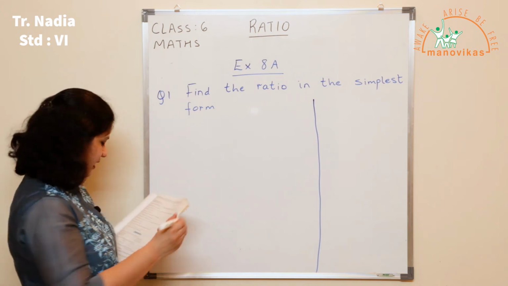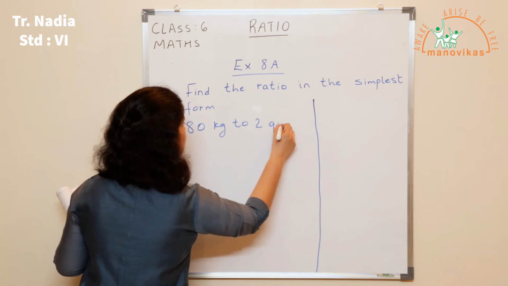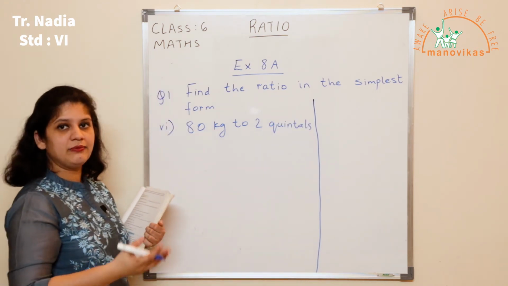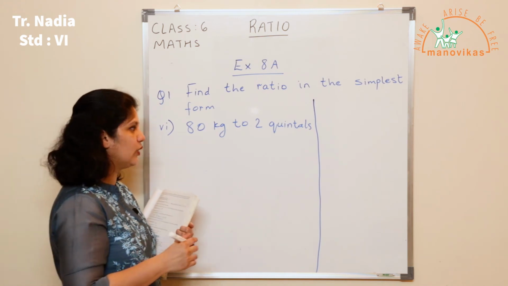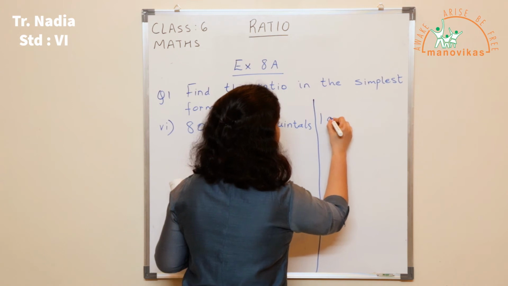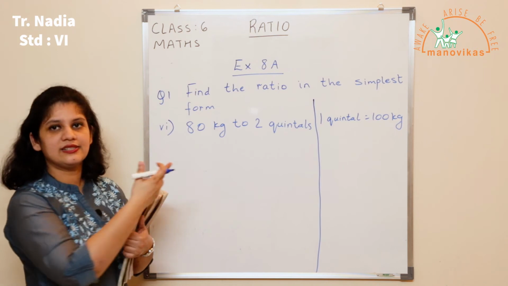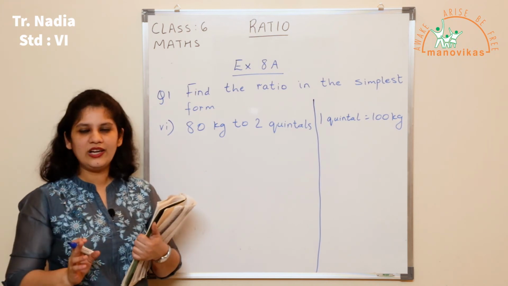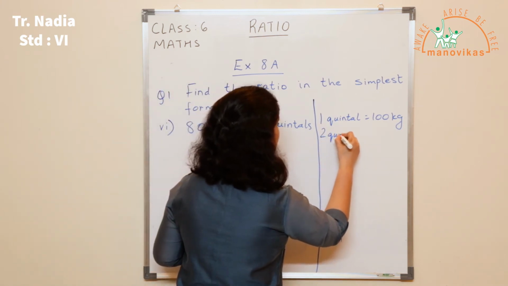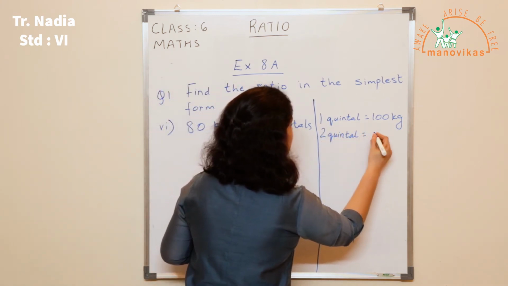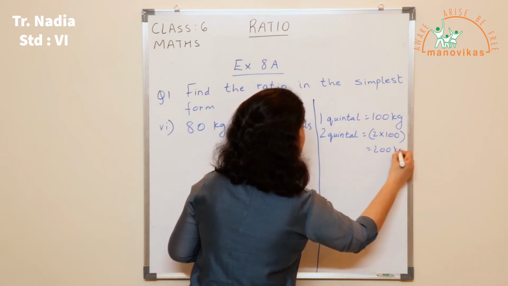The sixth one, we are given 80 kilogram to 2 quintals. Units are different. One is in kilogram, the other is in quintals. Quintal is the higher value, so let us convert that to kilogram. 1 quintal is equal to 100 kilogram. Children, please remember this. This might be something new for you all. 1 quintal is equal to 100 kilogram. So 2 quintal will be equal to how much? It will be 2 multiplied by 100, that is 200 kilogram.